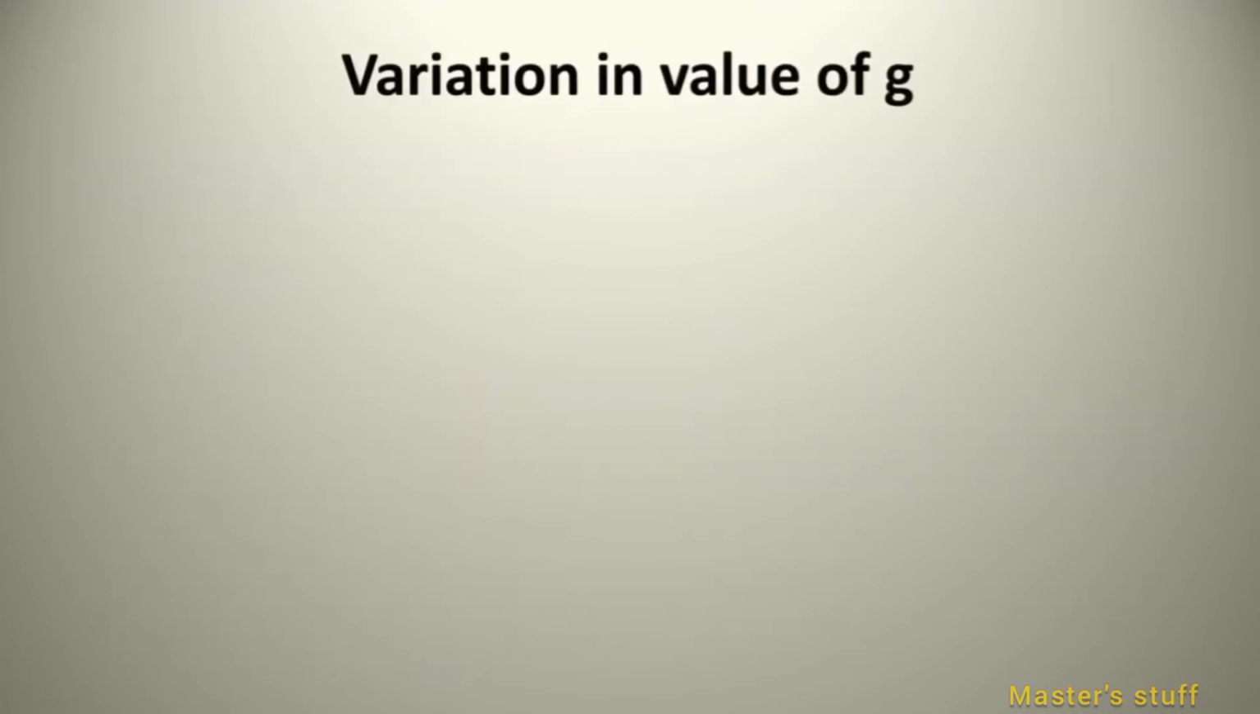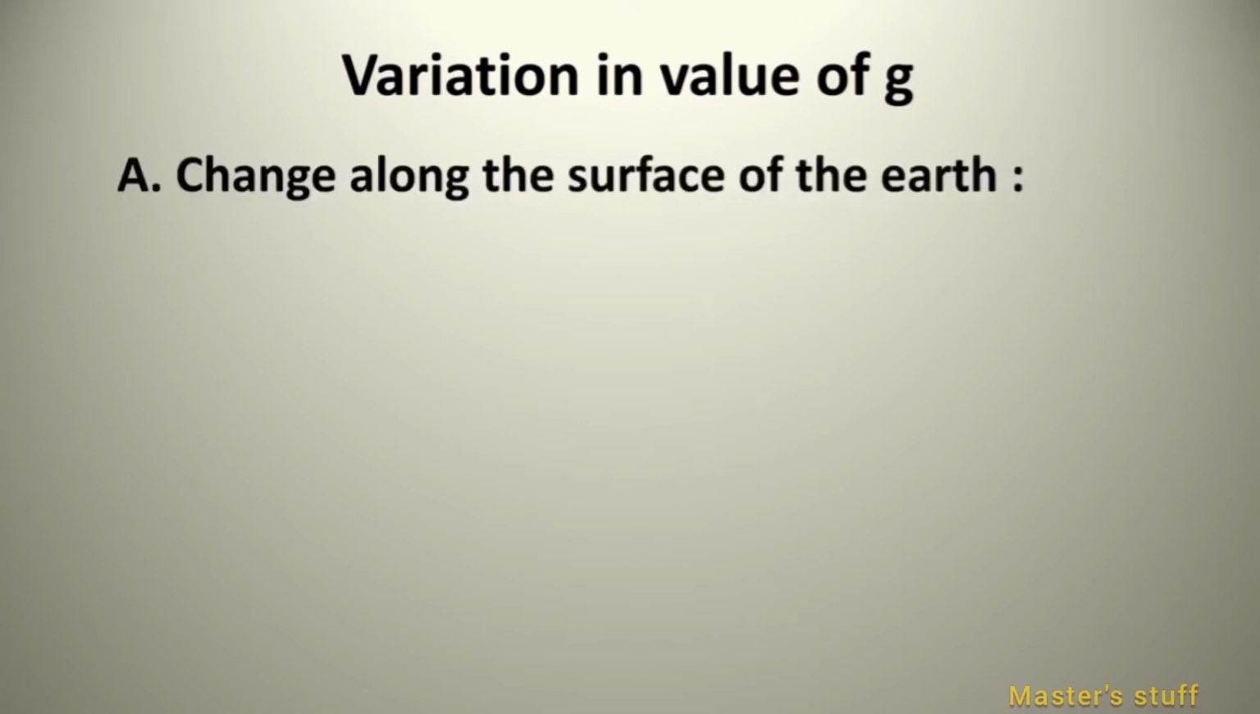Variation in value of g. We had already studied that the value of g is constant anywhere on the surface of earth. Now, does this value change with change in height or depth, or is there any change on the surface of the earth which causes change in the value of g? So, let's study change along the surface of earth.